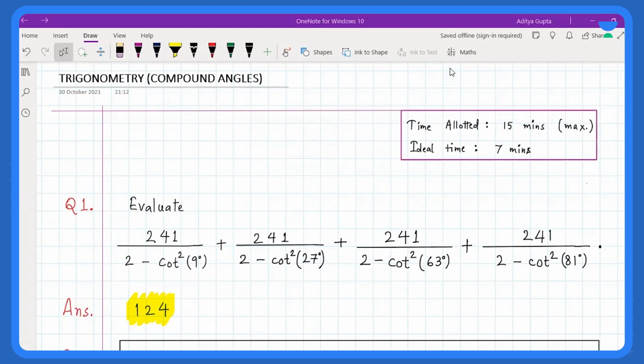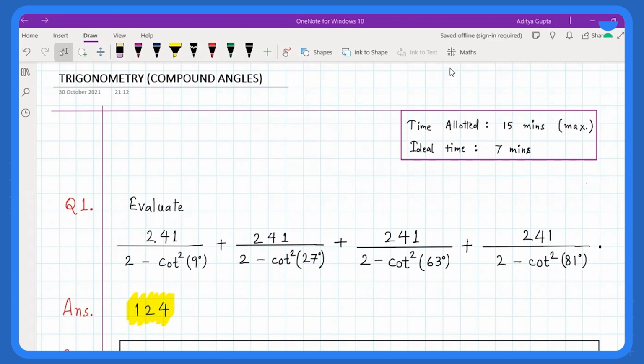And today we have a very interesting question from the house of trigonometry, compound angles. And the question is right in front of your screen. The question is asking us to evaluate the value of the given expression, right? And the time allotted is maximum 15 minutes, and ideally it should be done in 7 minutes. Okay. So pause the video and give the question a try.